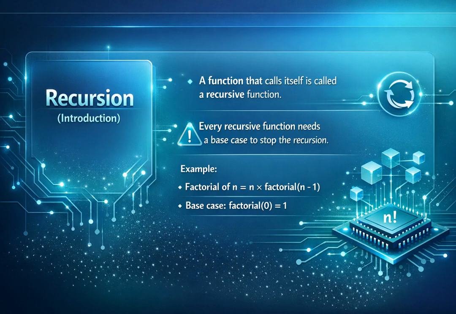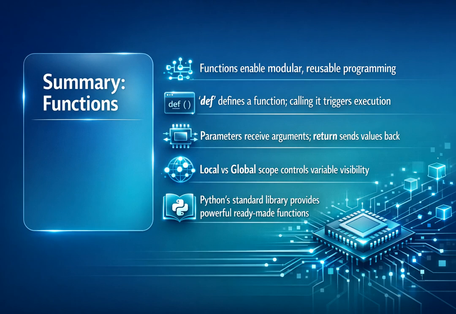Recursion is a technique where a function calls itself. A recursive function must have a base case that stops the recursion, otherwise it runs forever. The classic example is factorial. Factorial of n equals n multiplied by factorial of n minus 1, with factorial of 0 equal to 1 as the base case. To summarize Chapter 7, functions are named blocks of reusable code defined with def.